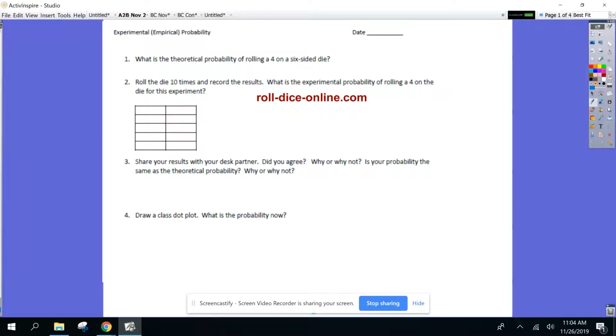All right, real quick, just a review from yesterday. What's the theoretical probability I roll a 4 on a die? 1 out of 6. Okay, that's what should happen, right? Theoretical probability, what should happen.